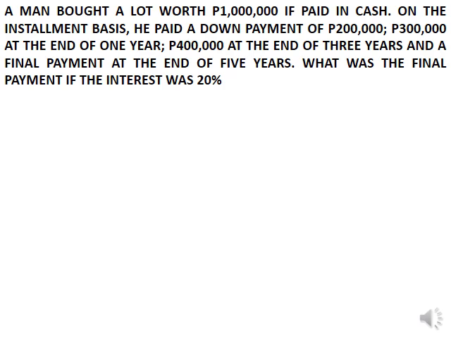Okay, next problem. A man bought a lot worth 1 million if paid in cash. On the installment basis, he paid a down payment of 200,000, 300,000 at the end of 1 year, 400,000 at the end of 3 years, and a final payment at the end of 5 years. What was the final payment if the interest was 20%?